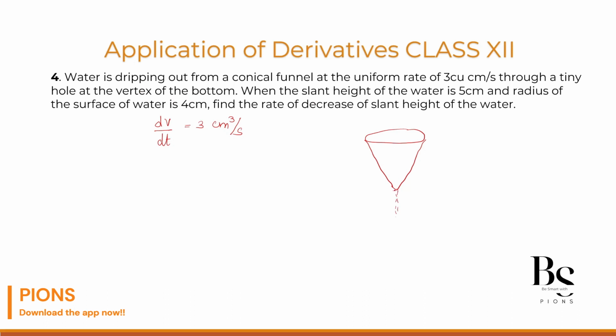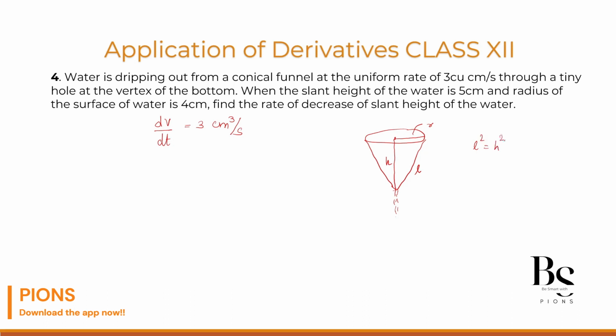So from here the water is coming out, okay, from like this. Great. When the slant height of the water is 5 centimeter, let me first explain what the things here are. This is called the radius r, this is called the height of the cone h, and this is called the slant height l. Let me repeat, there are three parts of a cone: r, h and l.